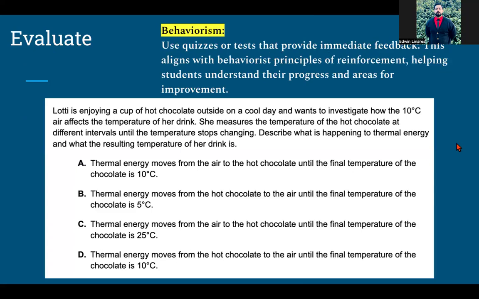Lastly, the last phase of this 5E lesson plan would be the evaluate phase. And in this evaluate phase, this is where we would basically assess students based on their understanding of thermal equilibrium. And this would have to do heavily with behaviorism, this theory. And so with behaviorism, we would use quizzes or tests that provide immediate feedback. This aligns with behaviorist principles of reinforcement and helps students understand their progress and their areas for improvement.